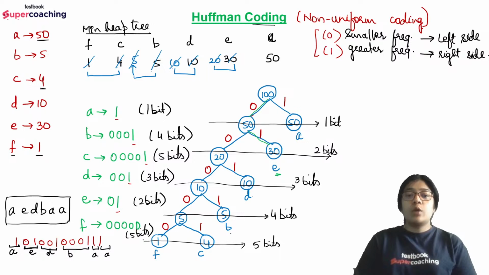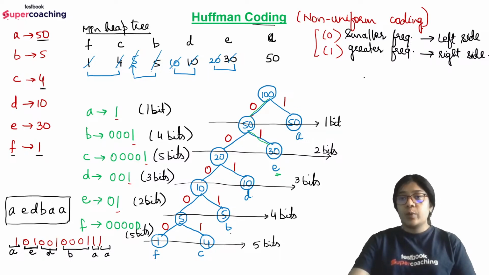Now we had got 700 bits with the ASCII. With uniform encoding, we got 300 bits. Let's see with Huffman coding how many bits we'll be getting. So frequency of A is 50, and in order to send single A, 1 bit is required. So it is 50 into 1. For B, frequency is 5. In order to represent B, 4 bits are required. C, frequency is 4. In order to represent C, 5 bits are required.